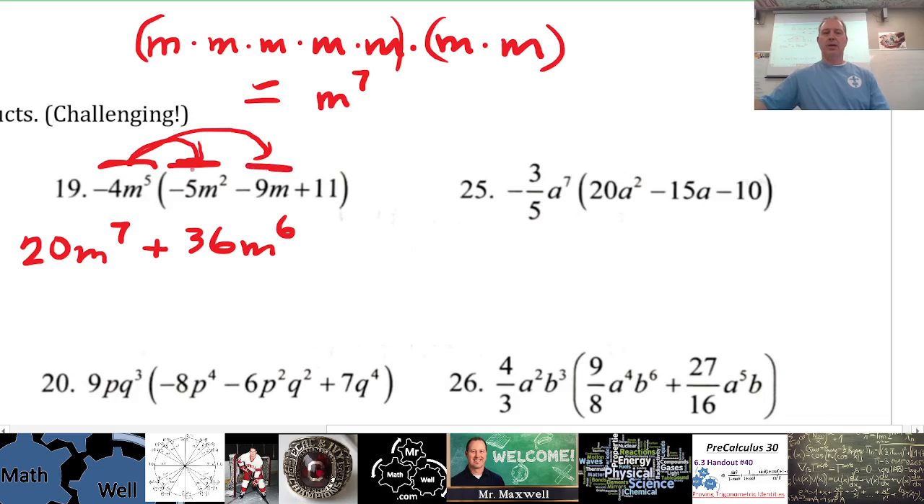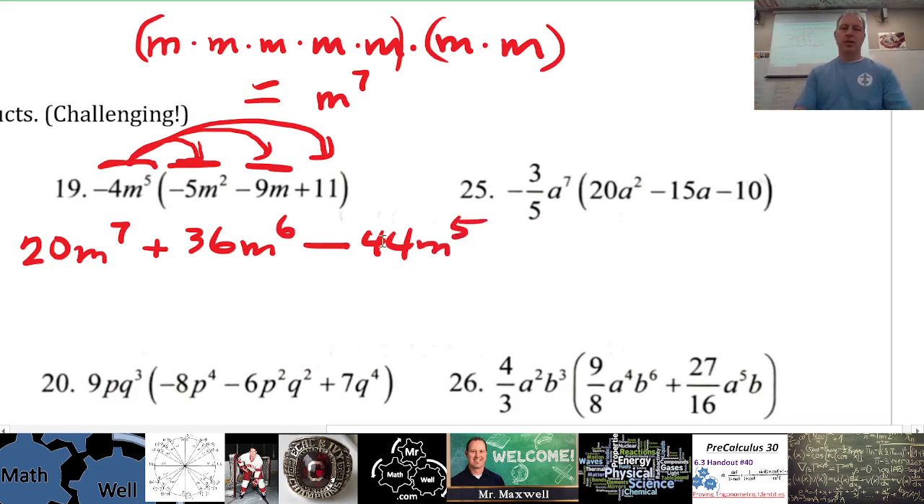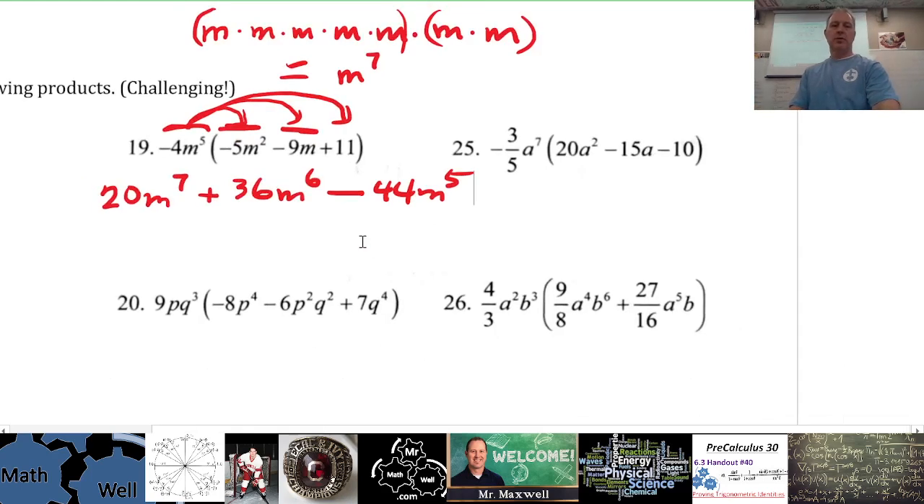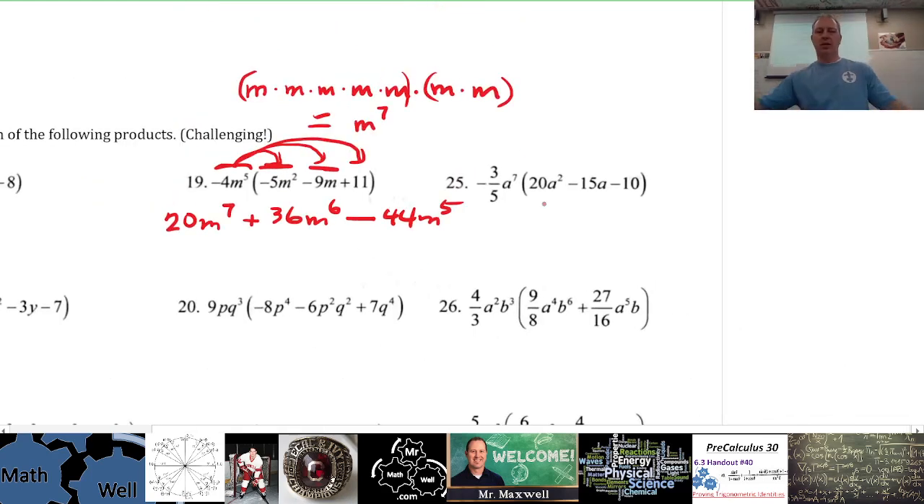Excellent. Okay. So 2 arrows, 2 terms. I got a third arrow coming up here. What is negative 4 m to the 5th times 11? Except it's going to be minus. Say, positive times a minus is a minus. And 4 times 11 is 44. And m to the 5th. Awesome. 3 arrows, 3 terms. Everything looks good there. I think that should be your final answer.